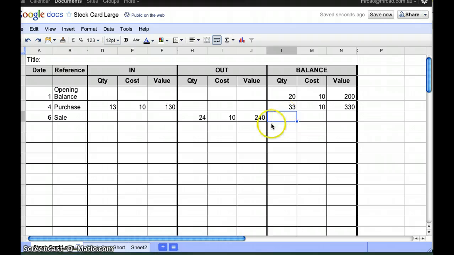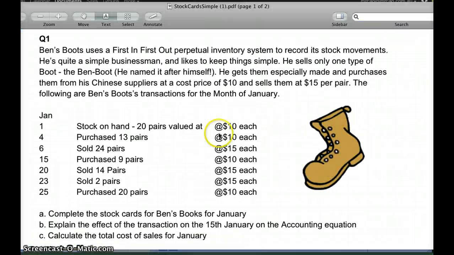24. Now, because we've sold something, it reduces the balance in our warehouse. After we bought 13, we had 33 pairs of boots. Now we sold 24, which means that we have 9 in our inventory, at a cost of $10 each. So the total value is $90. And we basically just continue doing that until we get to the end of the question. So I'll quickly speed through the next few.